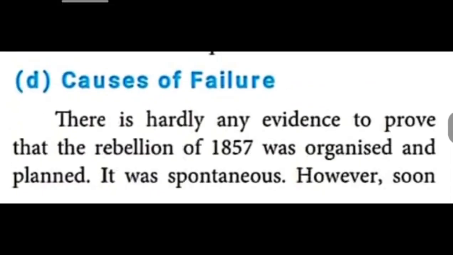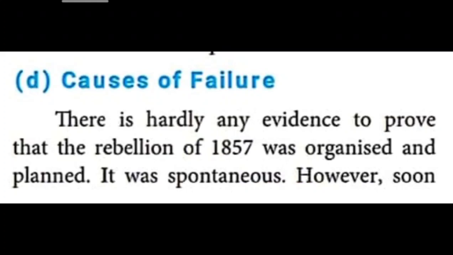The next question: what are the reasons for the failure of the revolt of 1857? The first reason is that it was not organized and planned. It was spontaneous. Spontaneous means it happened voluntarily; no one forced anyone to do it. The people were agitated against the British because they had suffered much hardship at the hands of the British. That is why they were against the British.